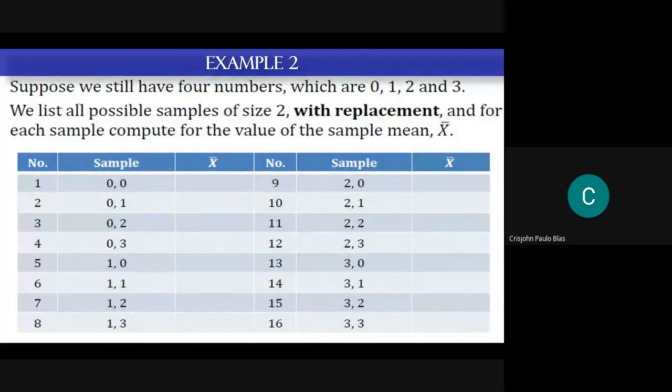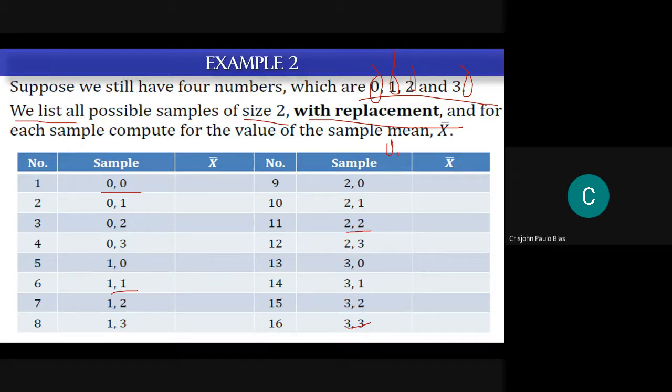So, suppose that we still have 4 numbers and that numbers are 0, 1, 2, and 3. We're going to list all the possible samples of size 2 with replacement. When we say with replacement, guys, we're going to include the numbers in repetition. So, we must include 0, 0, 1, 1, 2, 2, 3, 3. That's what we mean by with replacement.